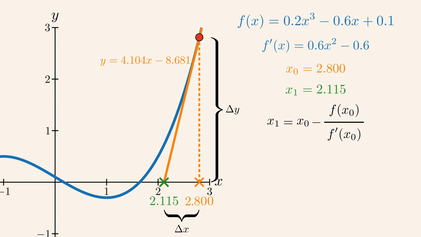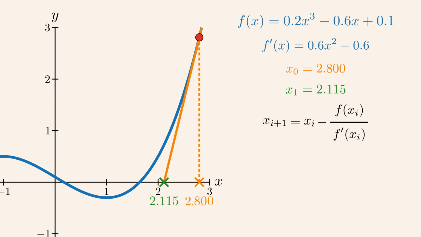And now we have an expression for x1 that depends only on x0. In the same way, x2 depends on x1. Then x3 depends on x2. And this continues for as many steps as we want. This gives us the general formula for Newton's method, which can be used directly to find the next value of x whenever we know the current value.